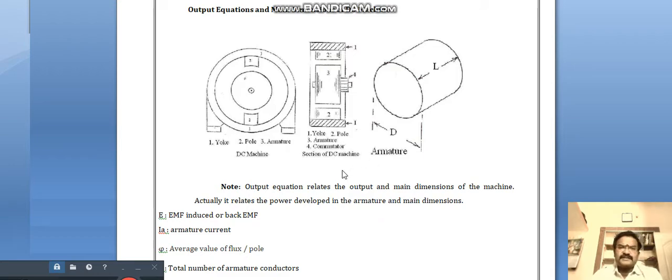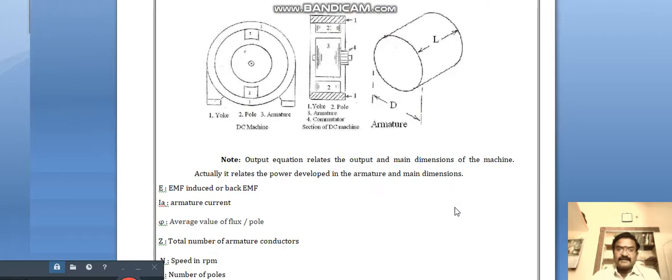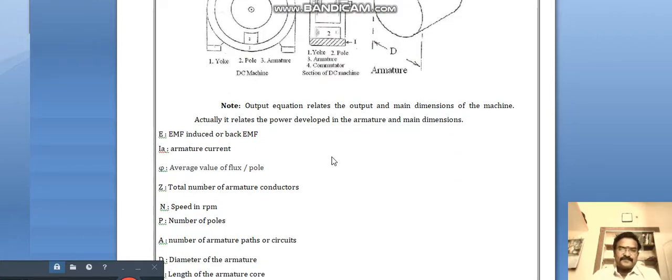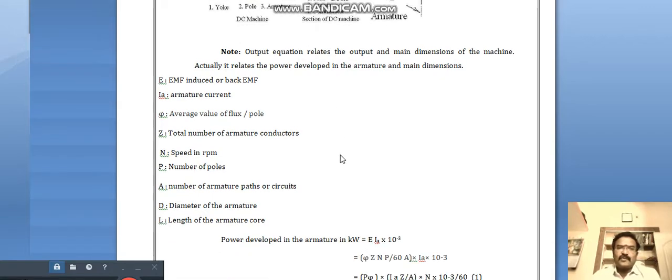The output equation relates the output and main dimensions. We derive the output equation, and that derived output equation we should relate to the main dimensions L and D. That is the output equation of the DC machines. Actually, it relates the power developed in the armature and the main dimensions. So, some notations we should know before going for the output equation.